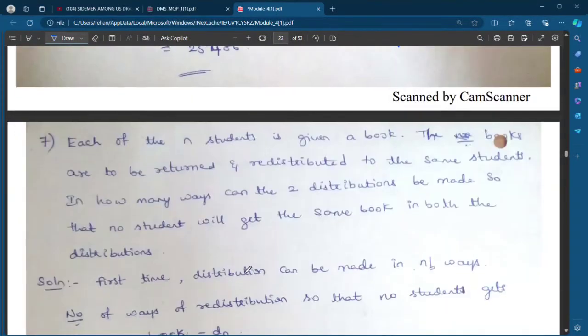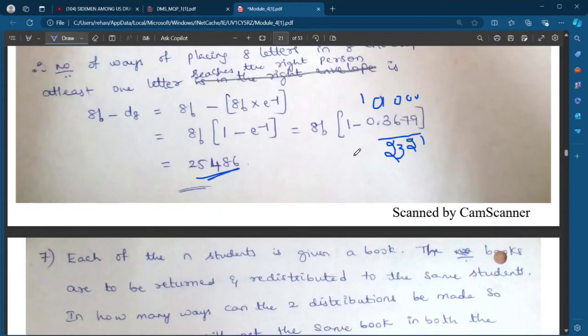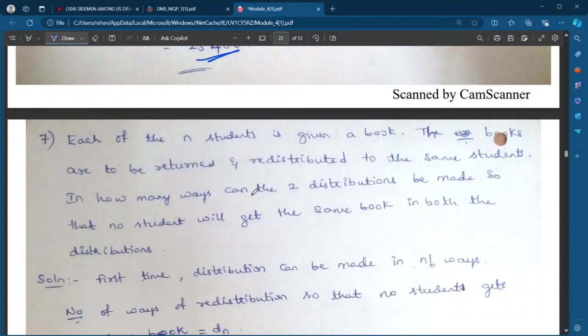I think so. This is the actual answer if you fill. So 8 factorial into this number will give you 0. Okay, don't forget. We will get the answer.